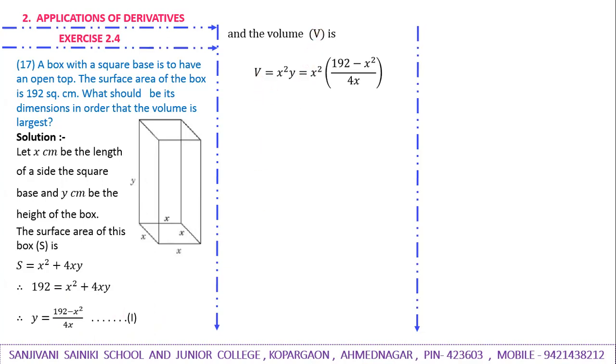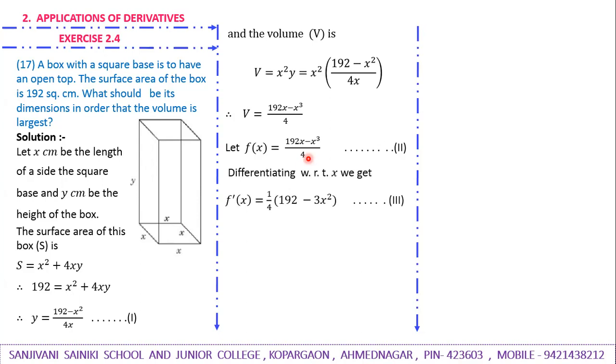So the volume V, what is the volume of this open box? The base area into height. The base area is x into x, x square, into height y. So x square y is the volume of the box. So simplify, put that value of y, whatever we obtained here, in this equation and simplify it. We will take this V as f of x. F of x is 192x minus x cube upon 4, and we will differentiate this function with respect to x.